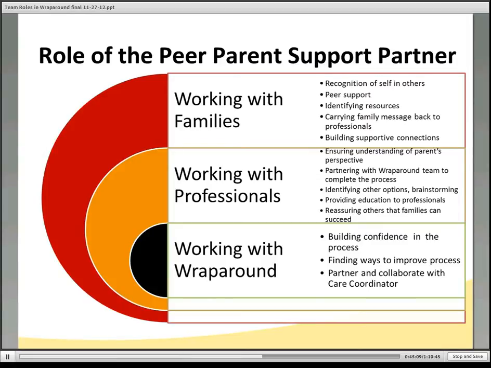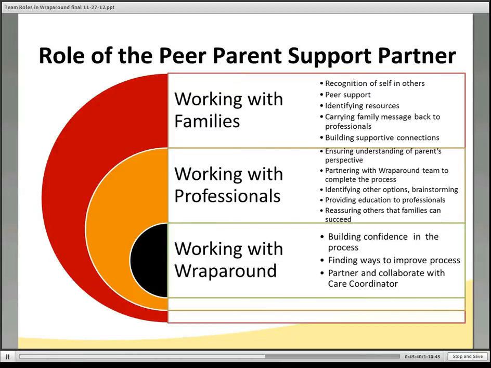And one of the beauties of having a parent support partner in the mix in Wraparound is that they're able to talk with the family, and until the family is able to express all of their wishes, the parent support partner can make sure that those messages are communicated to the other folks on the team. They work with the family to help the family be able to say that on their own.